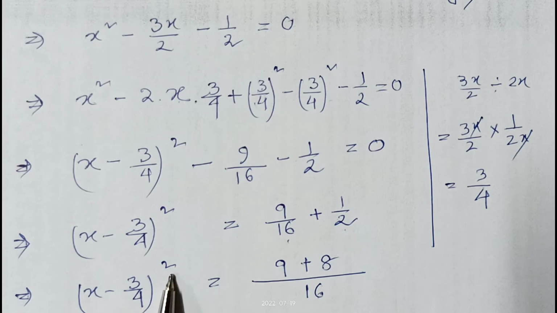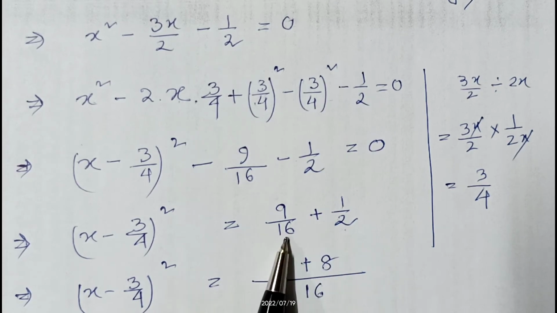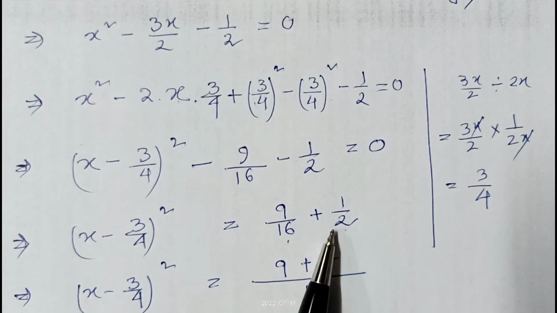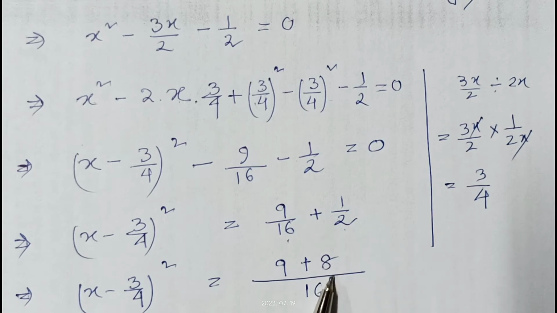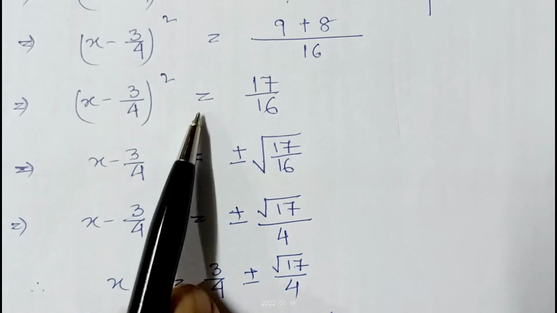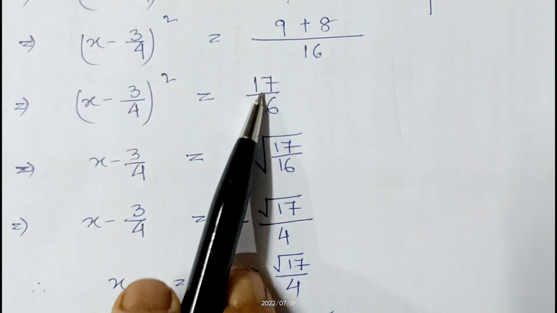(x − 3/4)² equals, here the LCM will be 16. 16 divided by 16 is 1, 1 into 9 is 9. Plus 16 divided by 2 is 8, 8 into 1 is 8. So (x − 3/4)² equals 8 plus 9, 17 by 16.